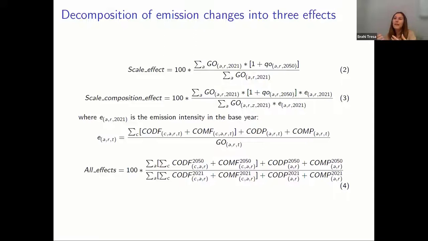And the emission intensity here is the sum of the emissions that come from firms that are buying fossil fuels. So we have coal, gas, and oil. These are our sources of where emissions come from. It's from these sectors when they are buying from the domestic economy, or imported, plus the emissions that come from consumers, when they are buying fossil fuels domestically or foreign ones. And then we have all the effects, so the scale, composition and technique effect, which is basically the difference in the total emissions from 2050 to 2021.